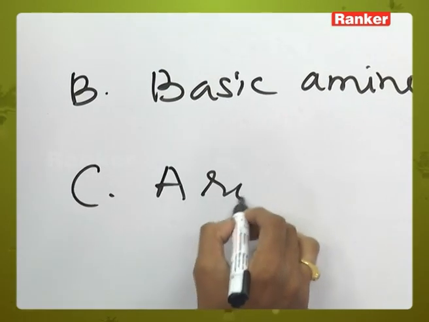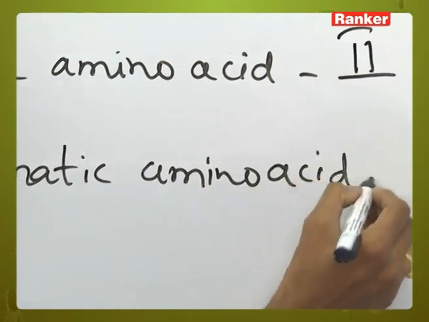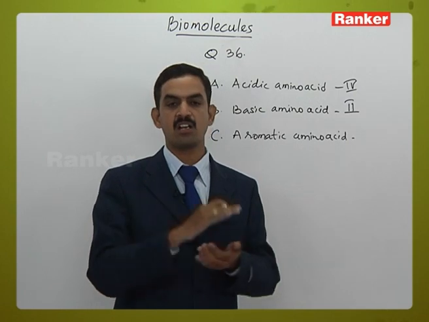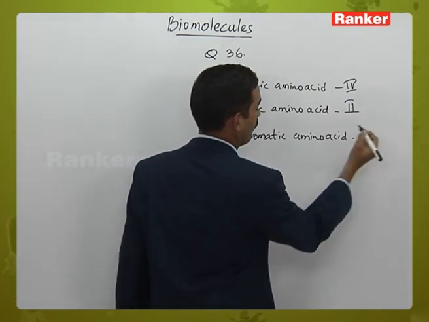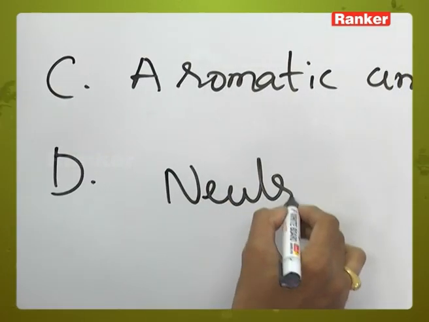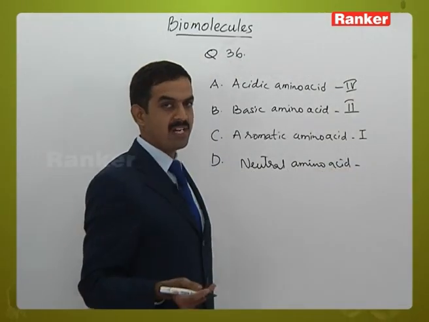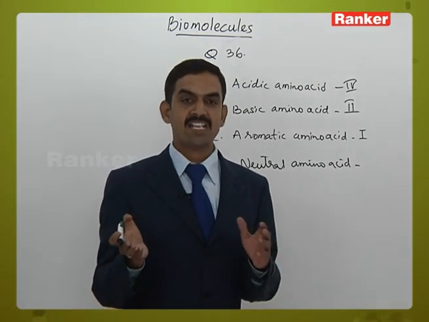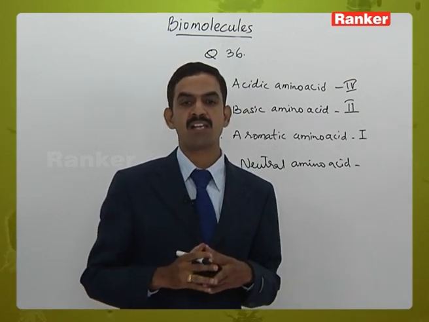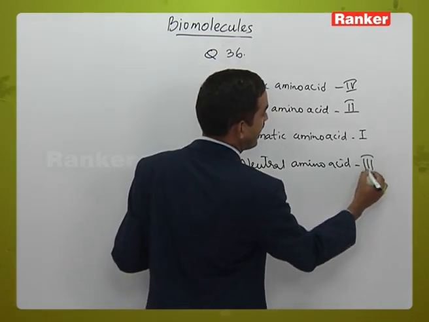C. Aromatic amino acid. Aromatic amino acid means the one which is having the aromatic nature or circular nature, that is tryptophan, 1. Then D, neutral amino acid. Neutral amino acid means the amino acid which contains nearly equal number of amino groups and carboxyl groups in them. Such type of amino acids are called neutral amino acids. The example for neutral amino acids is valine.